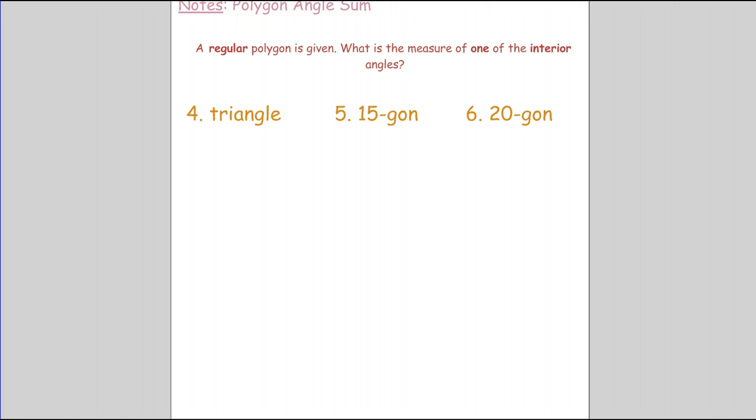Moving on. Okay, guys. Next slide. A regular polygon is given. What's the measure of one of the interior angles? So you have to use that second formula I gave you.